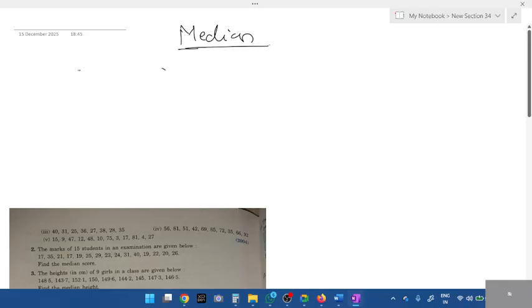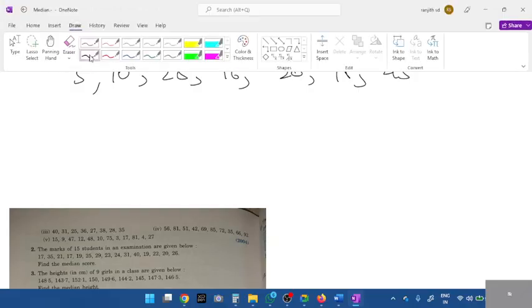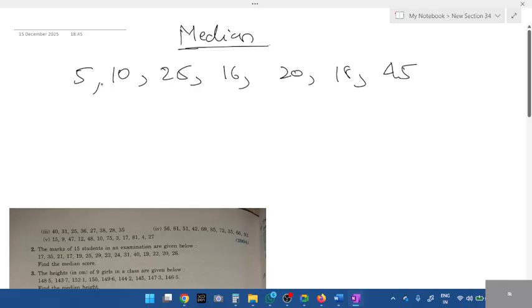Yeah, median is if 10 students' marks are given. Example, they have scored 5, 10. Another student has scored 25. Another student 16, 20, 18, 45. We need to find the middle value. So first, is this arranged in ascending order or descending order, or is it written in a random way, these numbers?